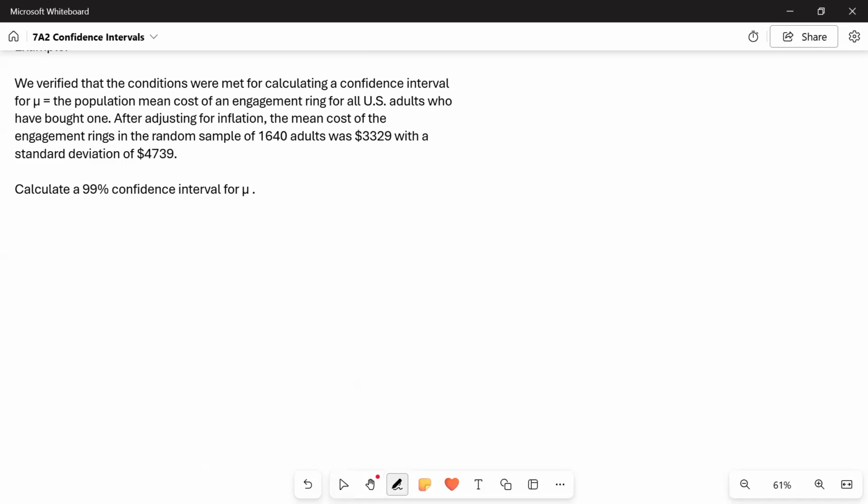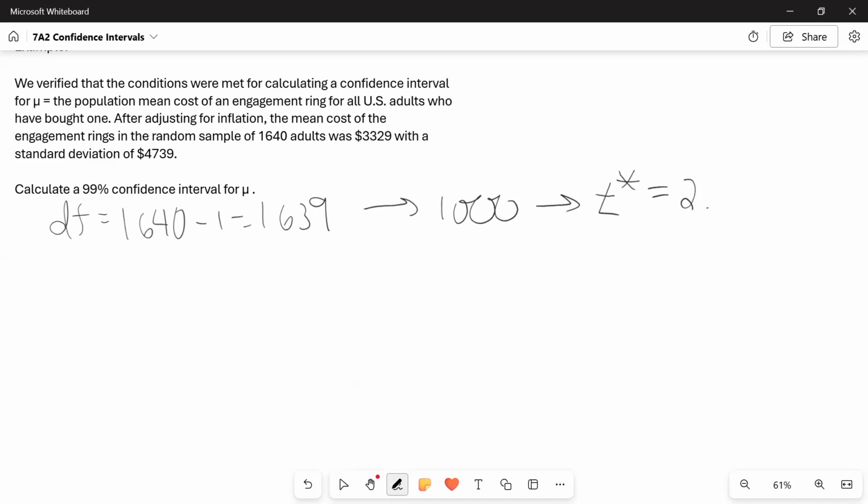So first thing we have to do is calculate the degrees of freedom, which is n minus 1, or 1639. Now, in table B, there is no row for 1639, so we use the greatest value of the degrees of freedom that is less than 1639. So we would have to use 1000, and that would give us a T star critical value of 2.581. However, it's not wrong to do that, but we're going to use the calculator value.